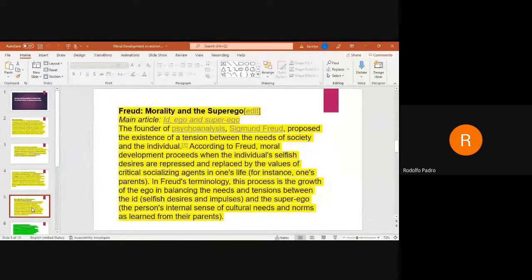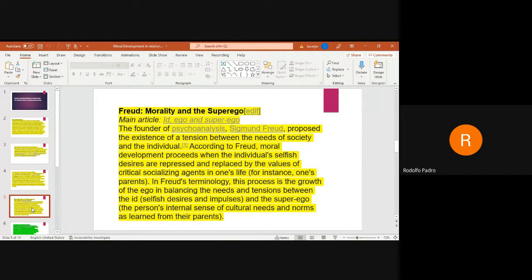Now, let's proceed to Freud. What is his contribution about morality? Sigmund Freud became the father of psychoanalysis, wherein according to Freud, there are three main regions of the brain. We have the ego, the superego, and the id. The superego holds what we call the conscience, and the ego is the state of reality.